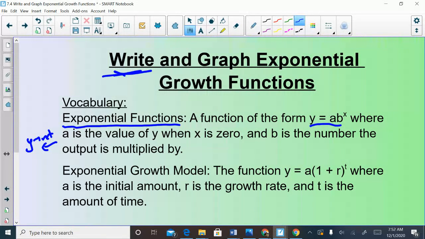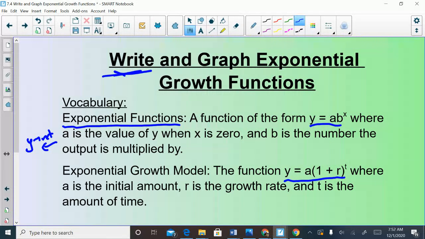The other vocab term is exponential growth model. This is a very commonly used model in real life as you talk about investments, and exponential functions are going to be used constantly in science classes. But the exponential growth model is going to be the function y equals a. That a is still there. The b value is going to be 1 plus r. And it's not going to be to the x power, it's going to be to the t power, because these are all going to represent real things here.